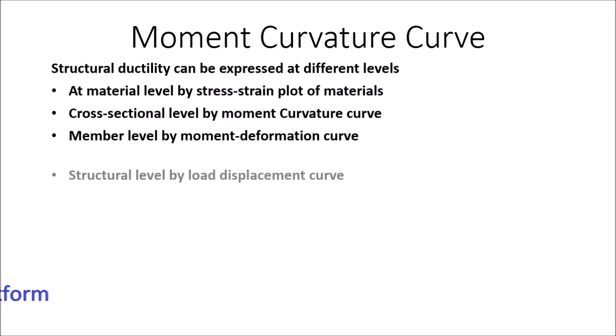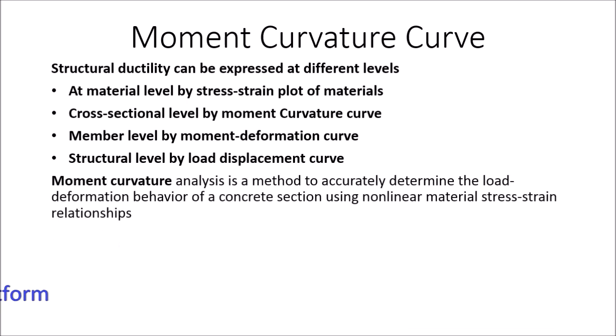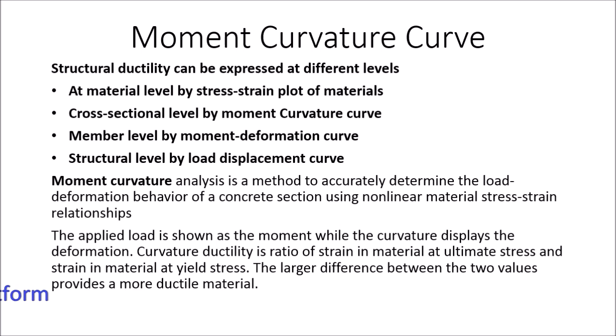Moment curvature analysis is a method to accurately determine the load deformation behavior of a concrete section using nonlinear material stress strain properties and their relationships. The applied load is shown as the moment, while the curvature displays the deformation. Curvature ductility is the ratio of strain in the material at ultimate stress and strain in the material at yield stress. The larger the difference between the two values, the more ductile the material.